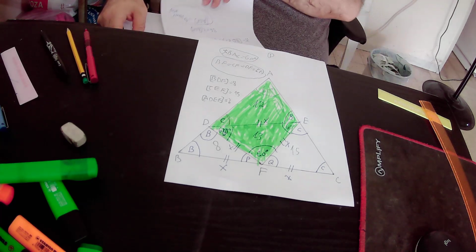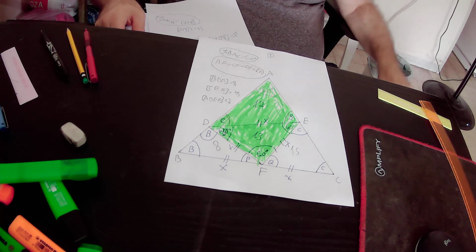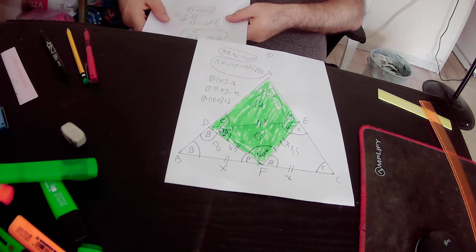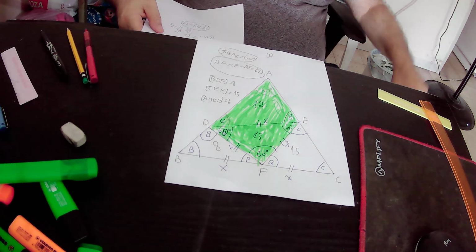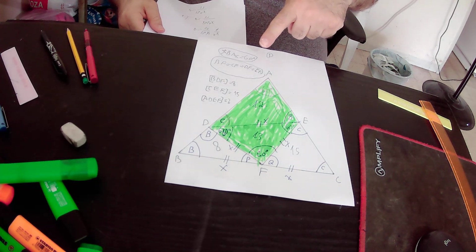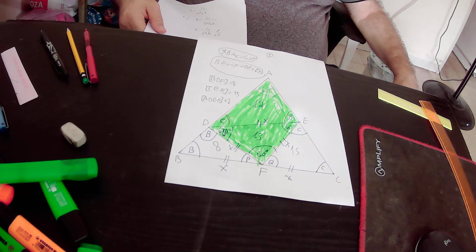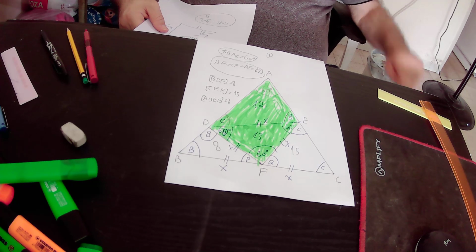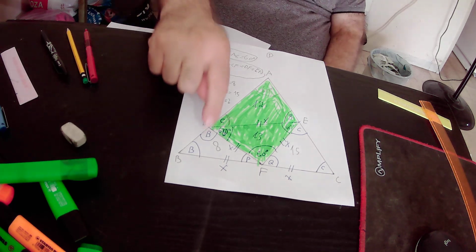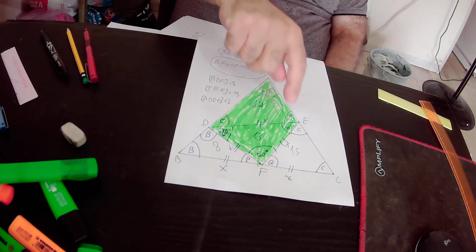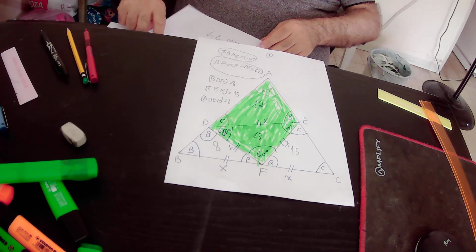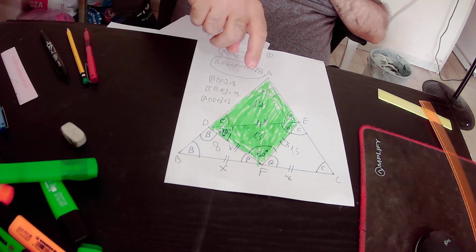Actually, we wanted to find out the area of quadrilateral ADEF in the green color, and we know that in triangle ABC, angle BAC equals 60 degrees, and also BF equals CF equals DF equals EF, and we also know that the area of triangle BDF equals 8 square units, the area of triangle CEF equals 15 square units, and we want to find out the area of the green shape, that is the area of quadrilateral ADEF.